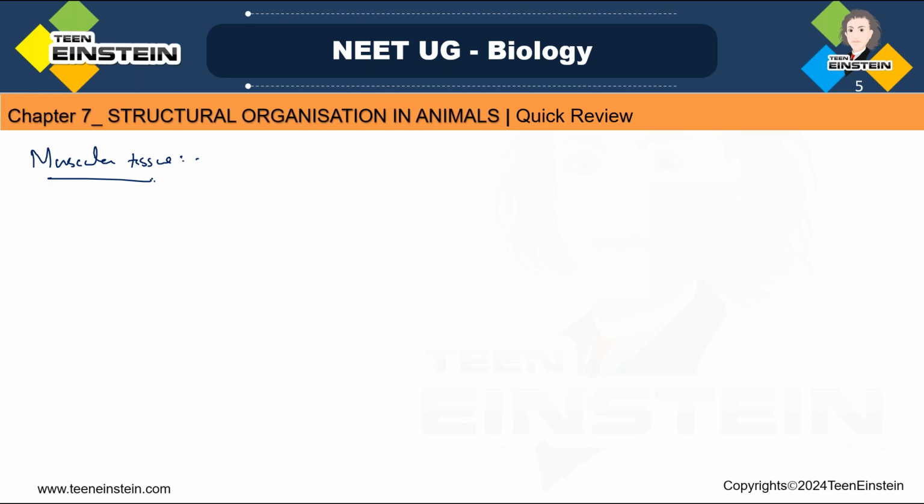The study of muscles is called myology. And these muscles contribute most to the total weight of the body. Around 40 to 50% of body weight is contributed by the muscles. The muscles are always elongated, slender, spindle-shaped, fiber-like cells. And these muscles are of three types: striated muscles, non-striated muscles, and cardiac muscles.